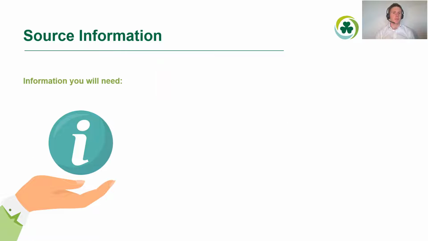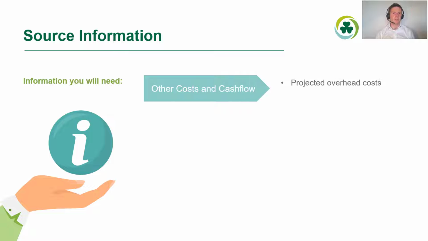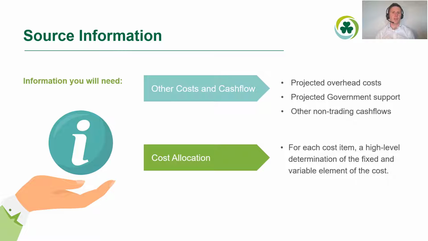For other costs and cash flows, you will need projected overhead costs of your business on a monthly basis, projected government supports on a monthly basis, and other non-trading cash flows on a monthly basis. These will include tax, loan repayments, capital expenditure, etc. For cost allocation, for each cost item, a high-level determination of the fixed and variable element of the cost will be required.